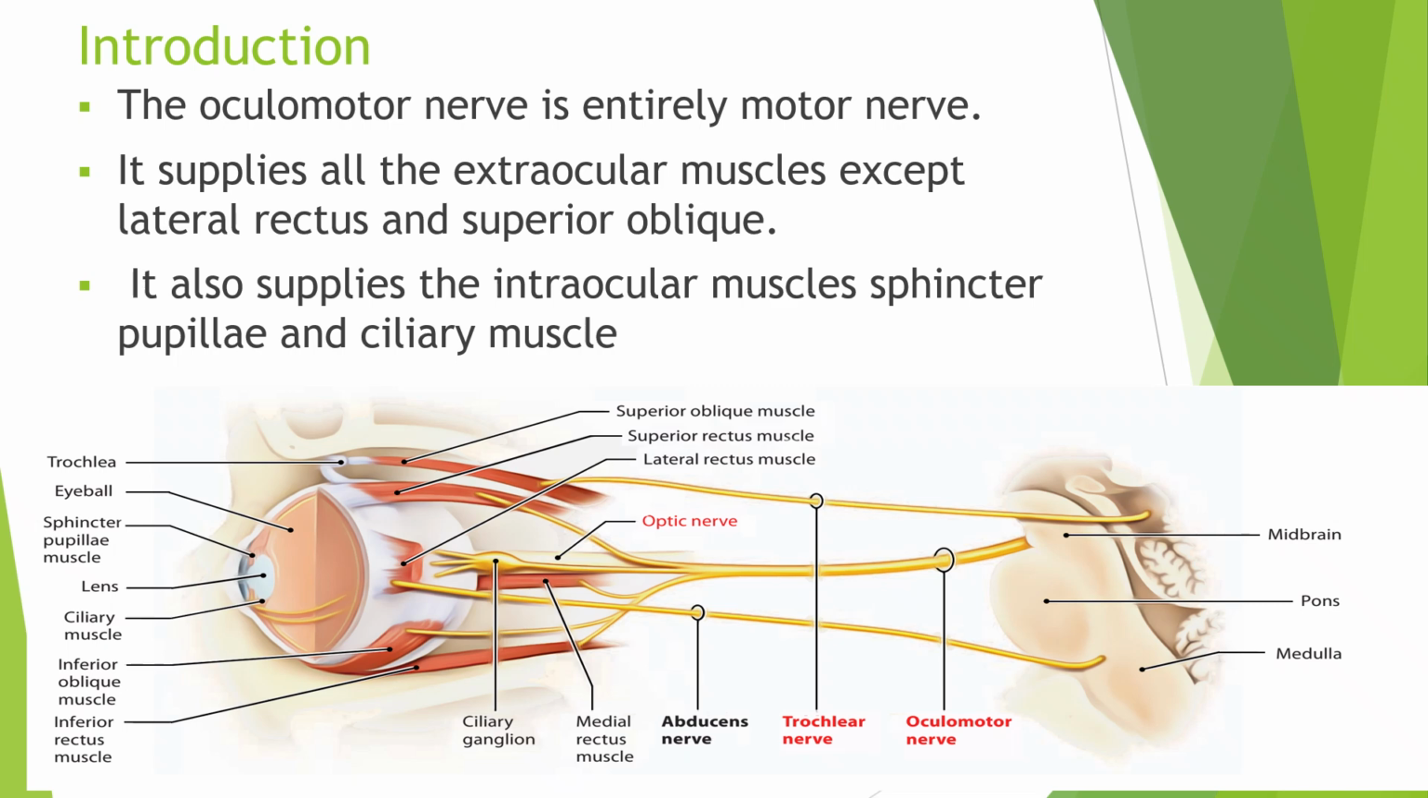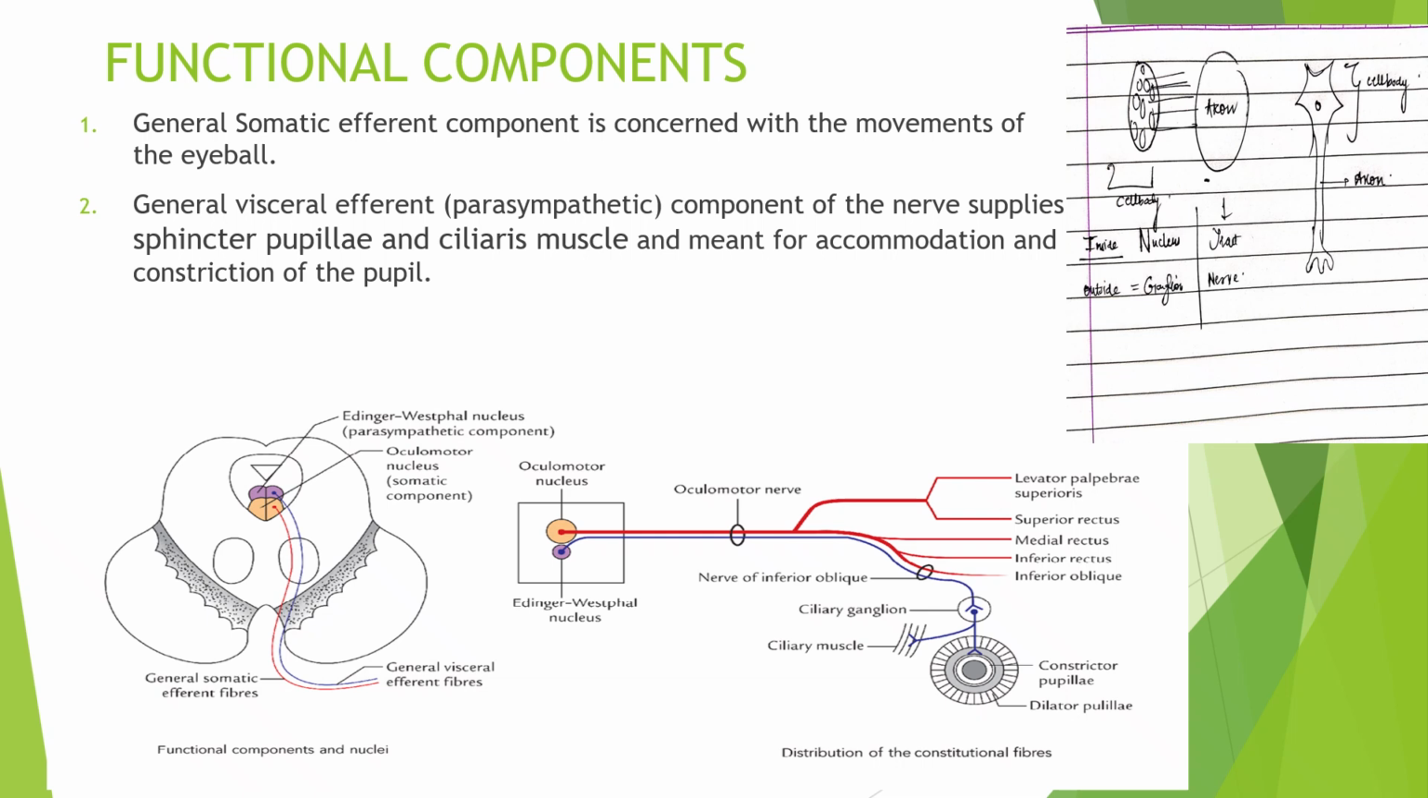It also supplies the intraocular muscles, the sphincter pupillae and the ciliary muscle, by the Edinger-Westphal nucleus. Functional components are the general somatic efferent component, which is concerned with the movements of the eyeball. So this is the general somatic efferent, and the general visceral efferent, which is the parasympathetic component of the nerve, which supplies the sphincter pupillae and the ciliaris muscle and is meant for accommodation and constriction of the pupil.